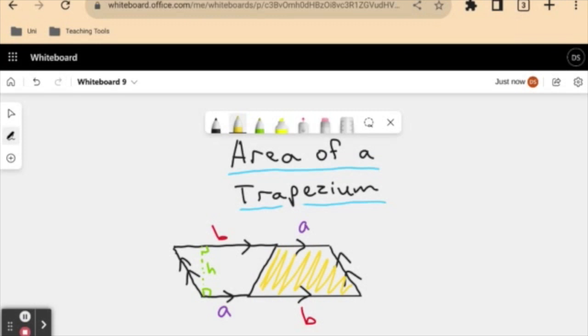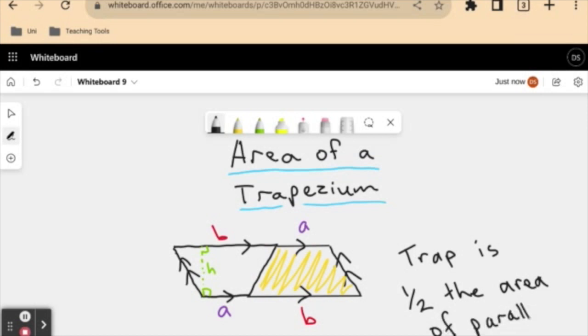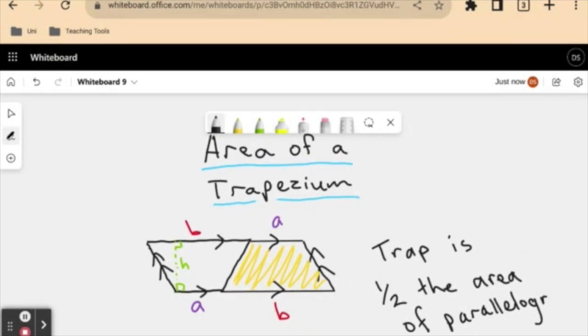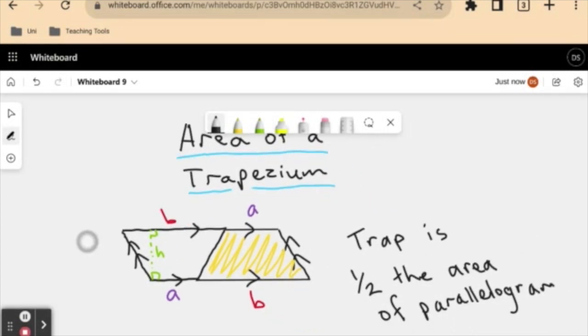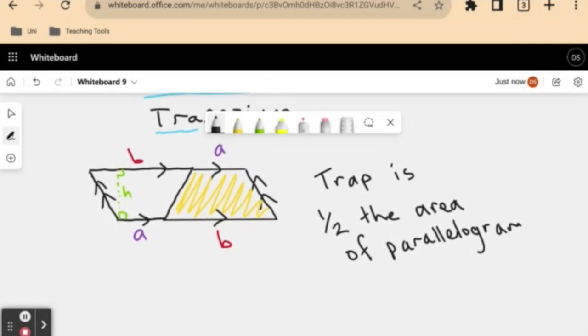So let me just note that down. So I'm going to write here, trap for trapezium is half the area of the parallelogram formed. Oh, didn't leave myself enough space. Now, this trapezium makes up half the area of the parallelogram.